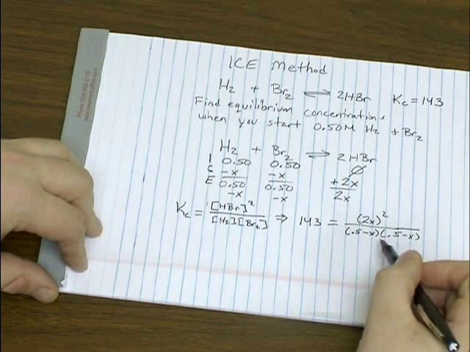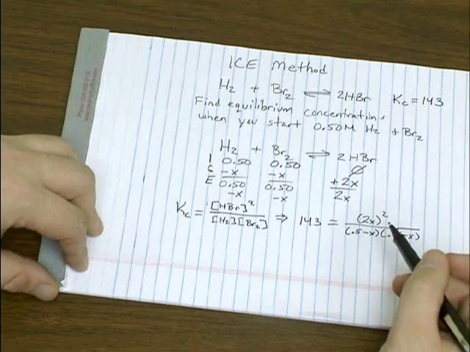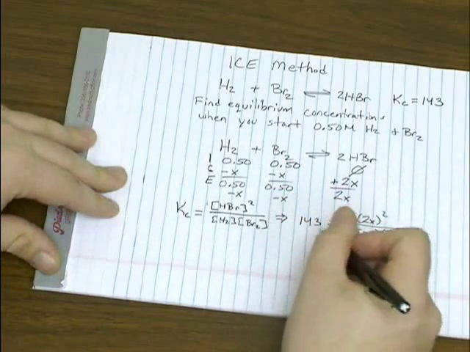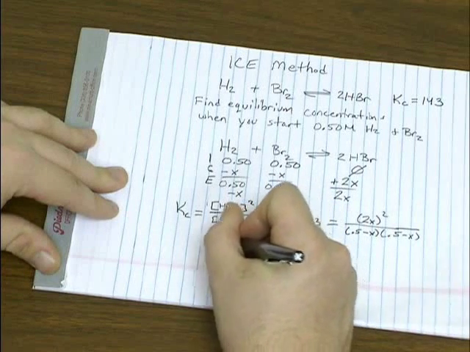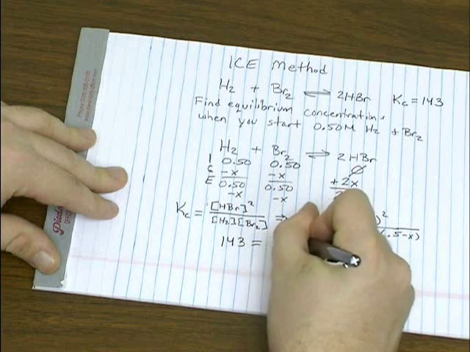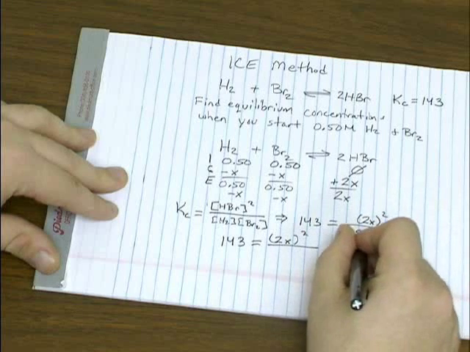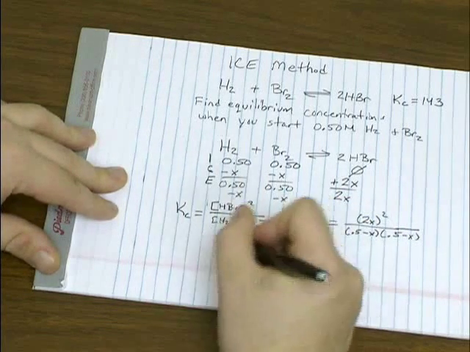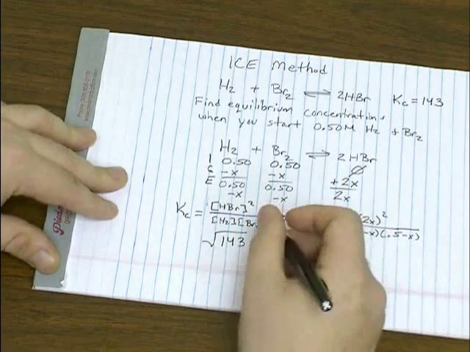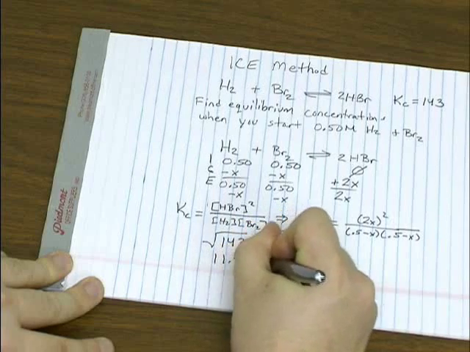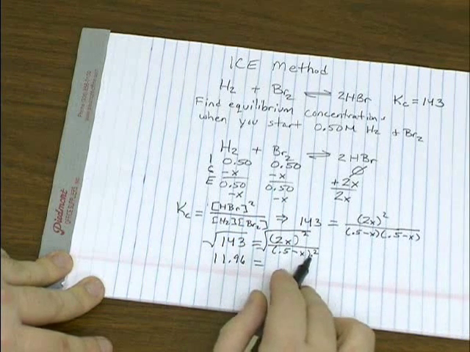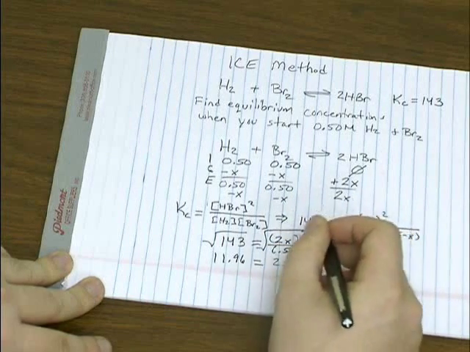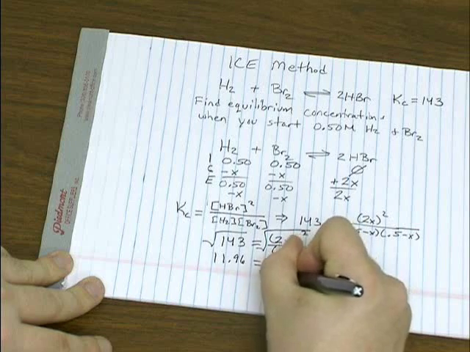So what you have to do now is solve for X. And how you solve for X is going to vary from problem to problem. For this particular problem, probably the best way to do it is, the two terms at the bottom are the same, so we can say (0.5 minus X) squared. And if we take the square root of both sides, the square root of 143 is 11.96. You take the square root of the right side of this equation and it removes the squares. So the square root of (2X) squared is just 2X, over 0.5 minus X.